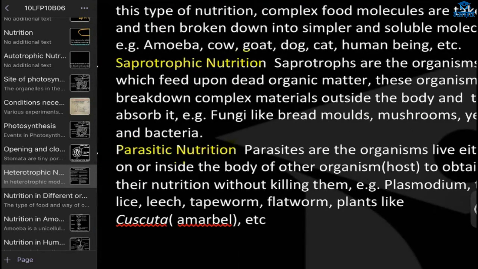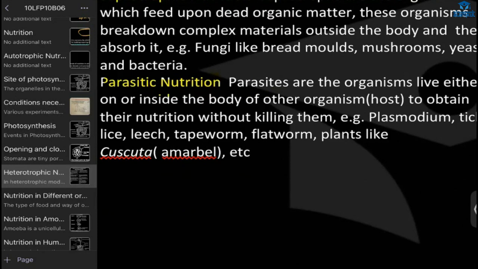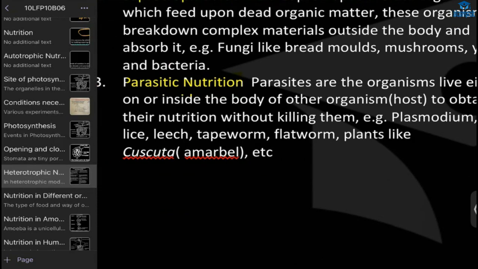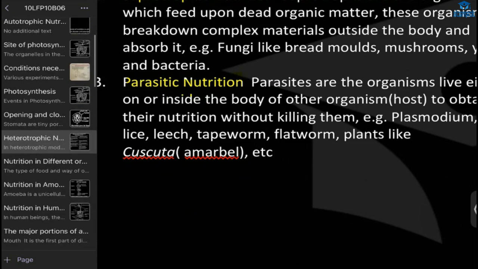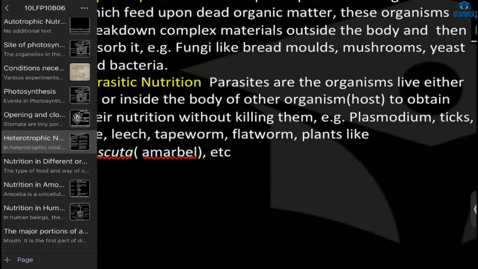Next, we have parasitic nutrition. Parasites obtain nutrition from a living organism, a host, without killing it. There are two types: ectoparasite and endoparasite. An endoparasite is inside the body of the host, and it can even cause disease. An ectoparasite is outside the body of the host, and it does not cause disease or infection. It only takes in the food. An example of an ectoparasite is the leech, and for an endoparasite it is Ascaris.